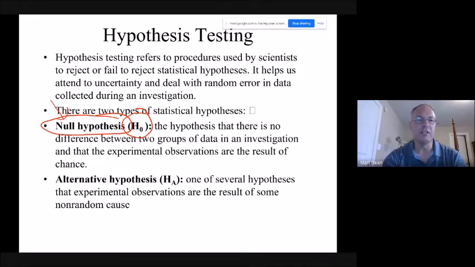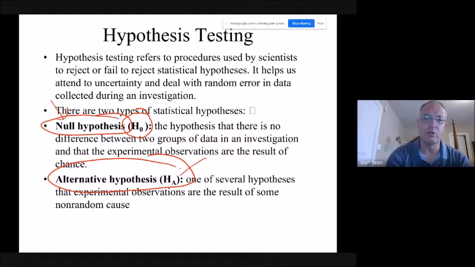Oftentimes what you're trying to do is disprove a null hypothesis and therefore give some evidence to back up your alternative hypothesis, which we're going to abbreviate with H sub A. This is essentially another hypothesis about why things happen, why there are differences between your two groups, or what changes your independent variable caused.